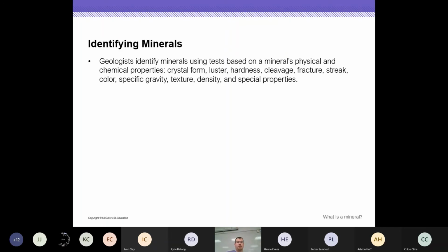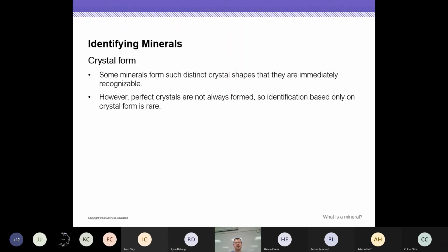And this is the big part where I want to start talking: geologists identifying minerals using tests based on minerals' physical and chemical properties. The different things they look at are crystal form, luster, hardness, cleavage and fracture, streak, color, specific gravity, texture, density, and there are special properties for certain minerals. So let's start talking about these. And let's start talking about crystalline form first.